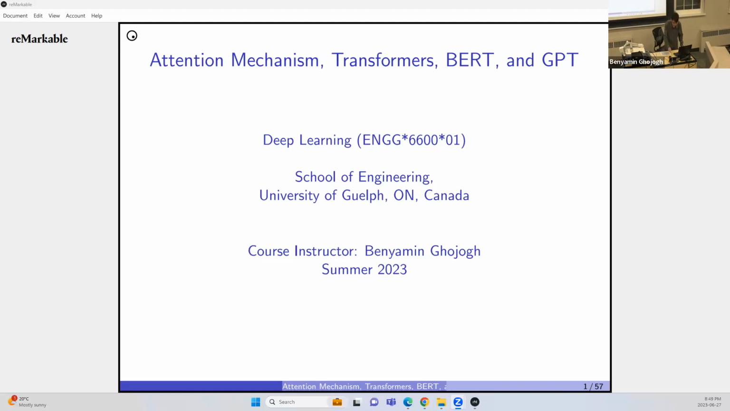Okay, so now we continue with attention mechanism, transformers, BERT, and GPT. This slide deck is the state of the art for natural language processing. Okay, so NLP started with what? Recurrent neural networks, then LSTM, then Word2Vec, which we didn't cover, then GloVe, then ELMo, then attention mechanism, transformers, BERT, and GPT. Okay.